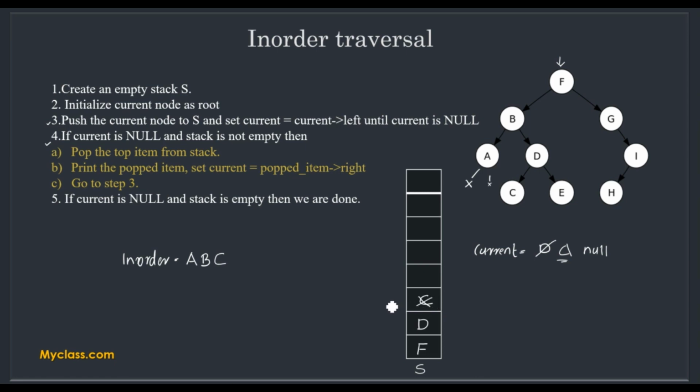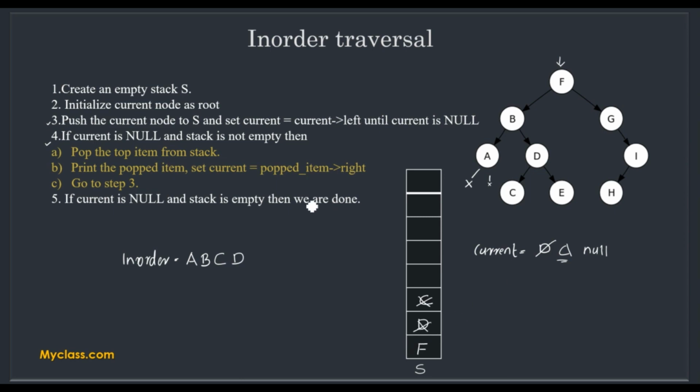Then set current equal to popped item right. There is no right child for C. So we don't go to step 3. Here the current is null. If current is null, again we pop the next top element. This is D. We pop and print D.